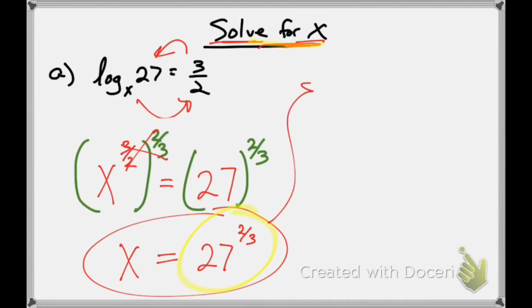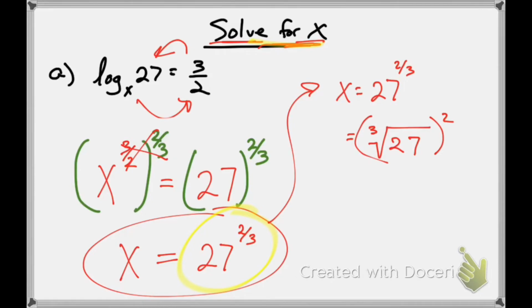So I'll come up here to finish. What does 27 to the 2/3 power equal? Well, I can put this in radical form. 3 goes there, 27, and I'll square it. Well, the cube root of 27 is 3, so I get 3 squared and get x equals 9. So if I were to take the log base 9 of 27, that will equal 3 halves.